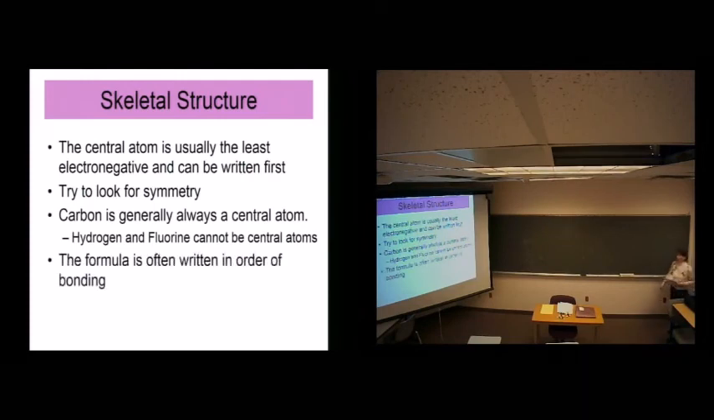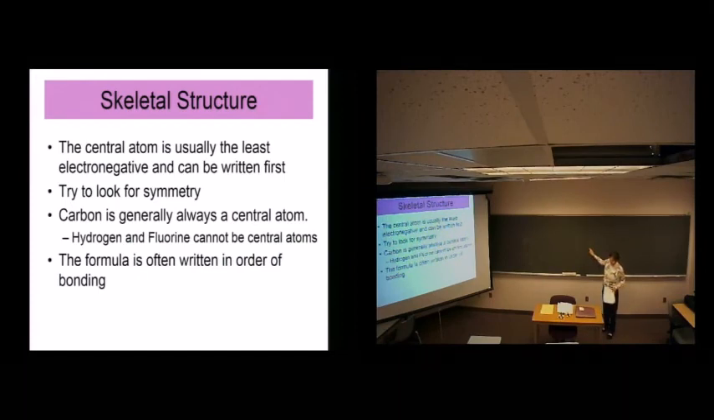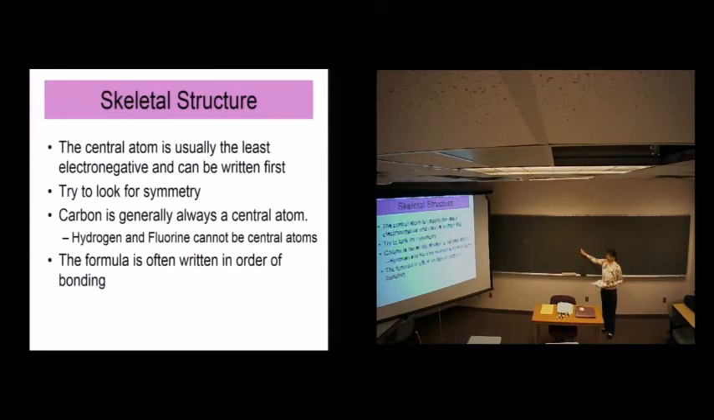The formula is often written in order of bonding, so let's look at that one. That would be hydrogen, carbon, and nitrogen, HCN. That's its order of bonding, H, C, and N, with carbon as the central atom, which we kind of knew already. Yeah? All right, so there we go.